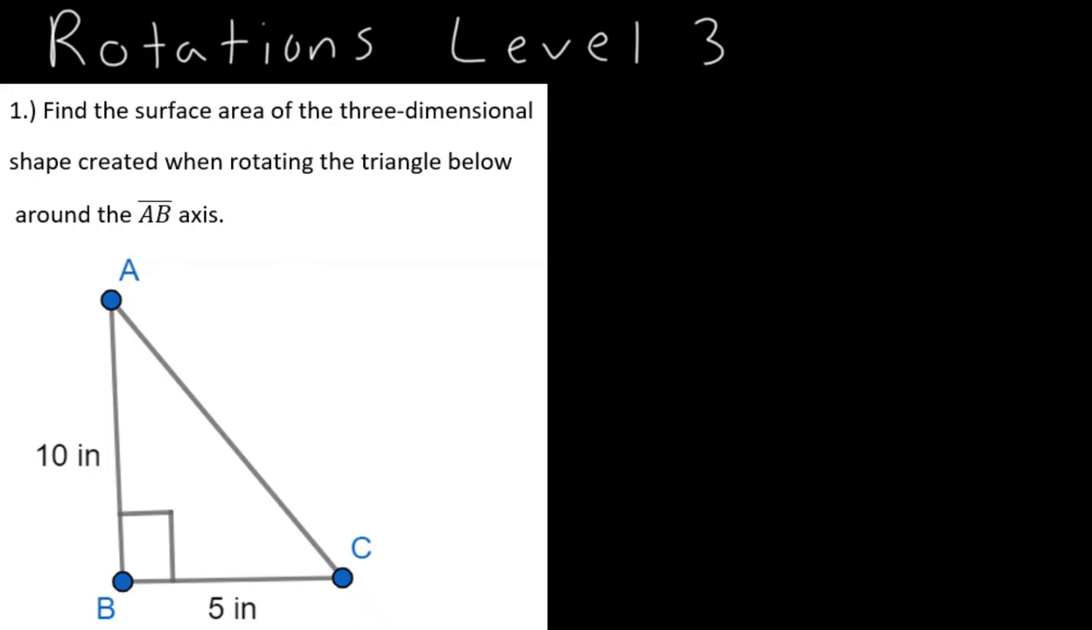Alright, and welcome to Rotations Level 3. Now in problem number 1, it says find the surface area of the three-dimensional shape created when rotating the triangle below around the AB axis.